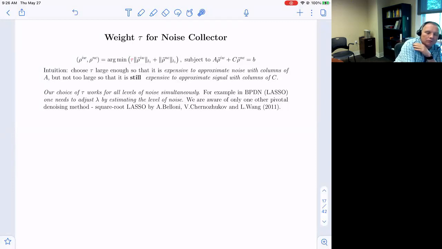And this choice of tau, in contrast to, for example, lasso, could be made the same for all levels of noise. So you don't have to make measurements to estimate the level of noise or make predictions. Such tuning parameters are sometimes called pivotal. In this paper by Belloni, Chernozhukov, and Wang, where they introduced the square root lasso method, they call their parameter pivotal precisely because it has the same property, that it works for all levels of noise, as ours does.